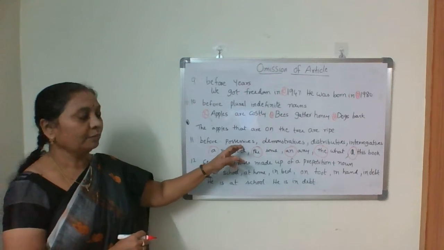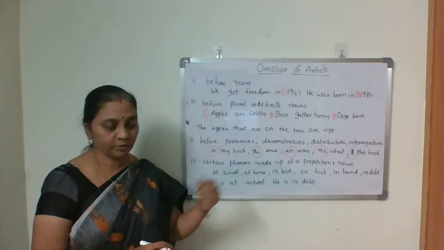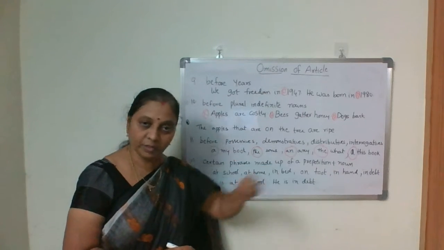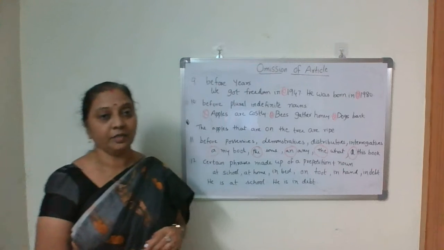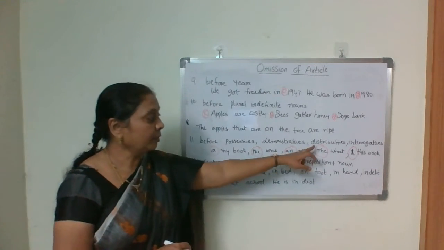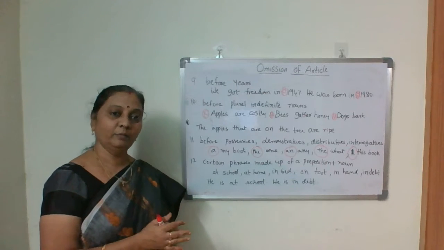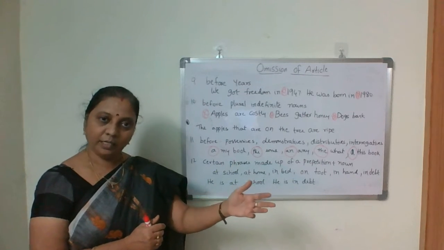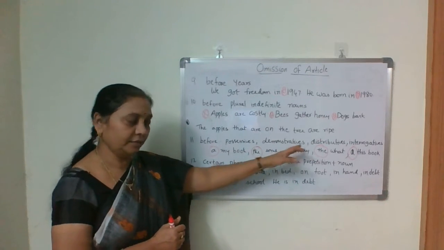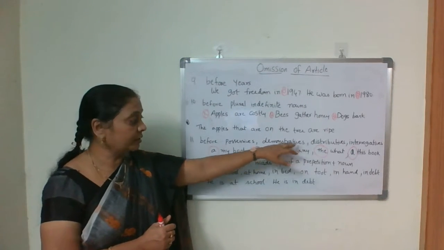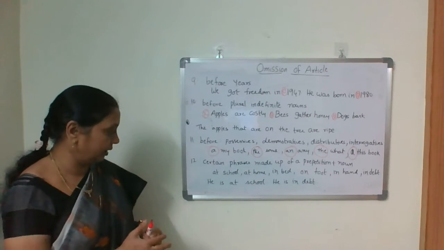So once again, before possessives, no article required. Before demonstratives, no article required. Before distributives, no article is required. Similarly, interrogatives also. With distributives, there is an exception: few and little, we use a few and a little, and the few and the little. But for the remaining demonstratives and distributives, we don't use any article.